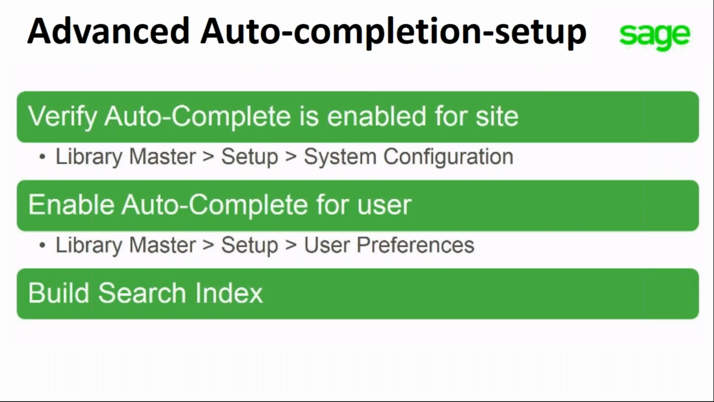So when using the autocomplete feature, only the first word within a string of text is looked at. However, you can enhance this by using the enhanced autocomplete feature. First, to set up, you will need to verify the autocomplete is enabled for the site, then enable autocomplete for the user, and then you will need to build the search index. Periodically, you want to rebuild the search index as new records are being added.